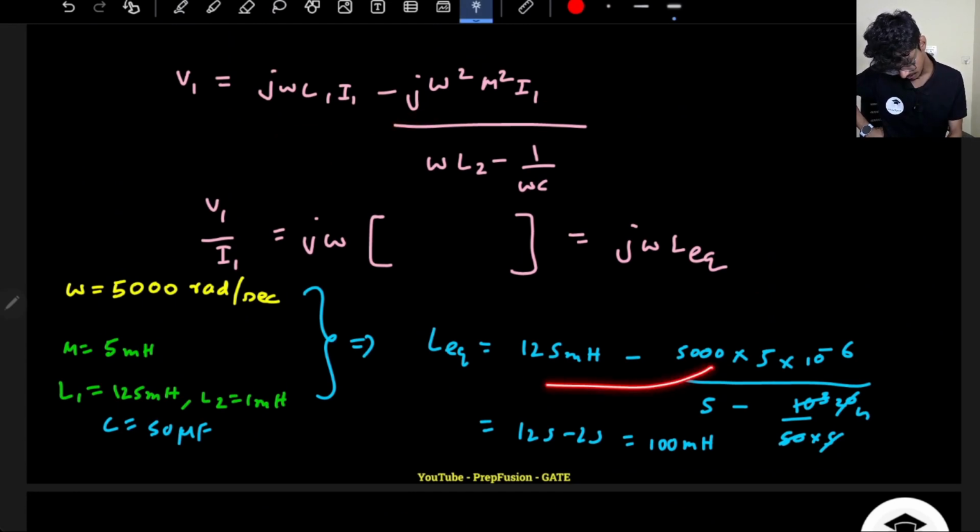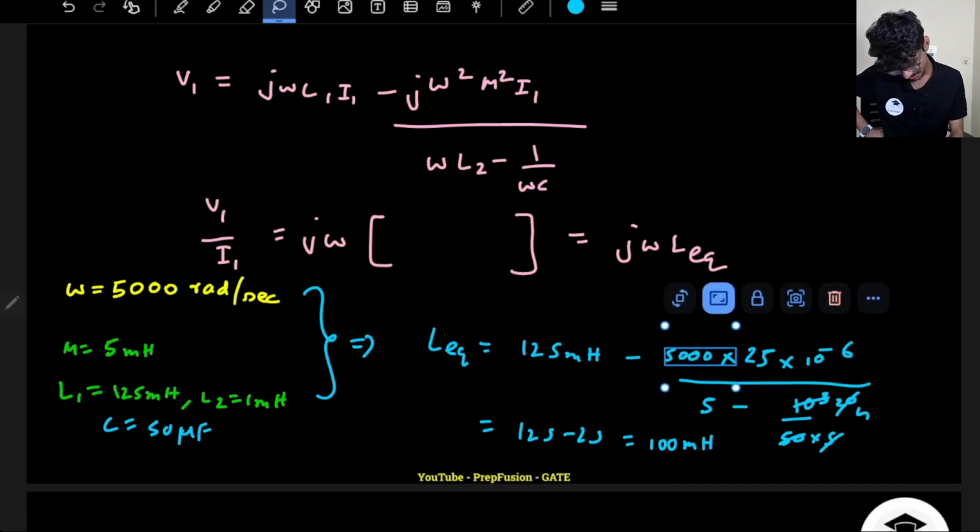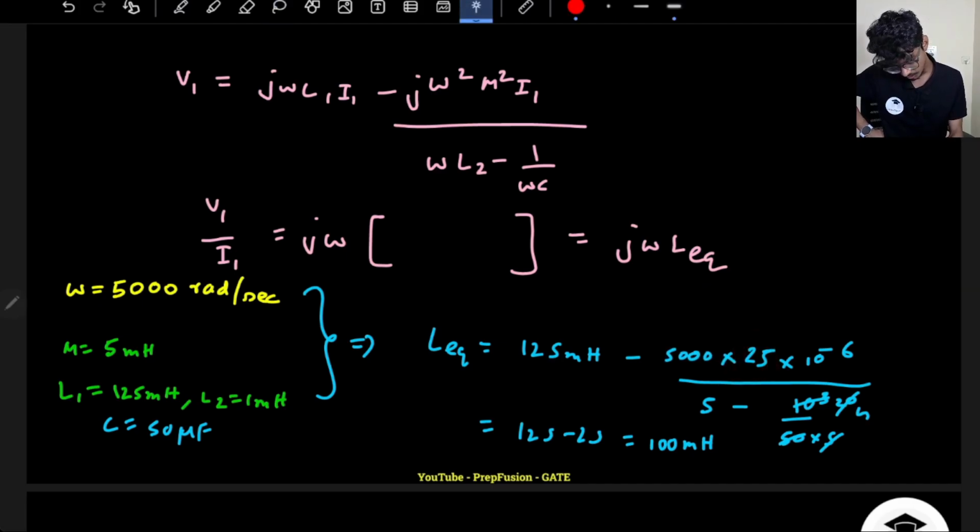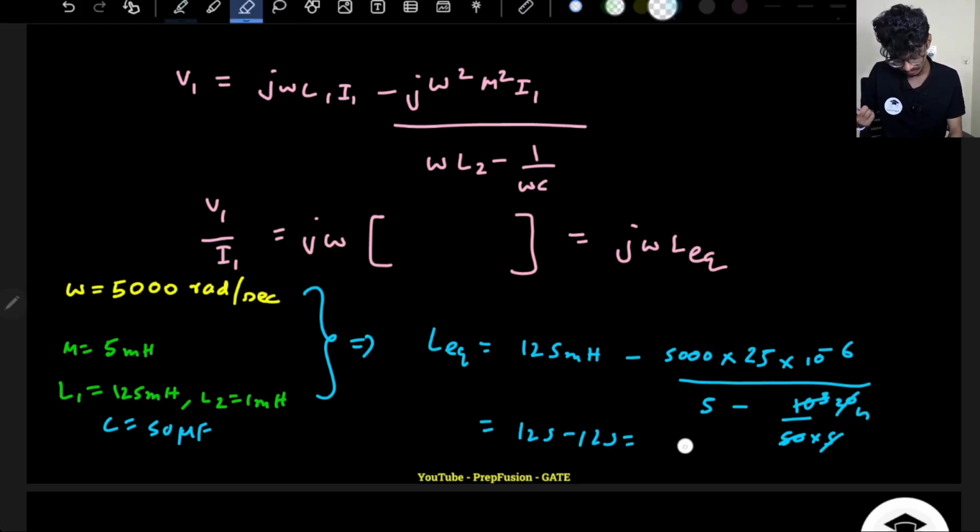So if this omega was taken in common, this will be L1 only, that is 125 milli. This will be omega only, this will be 5 only, and m square will be there. Sorry, this will be m square, right? So here I will have 25. I missed the square, so I'm making this kind of mistake. So 5 into 25 is 125 only. So actually the interesting fact about this transformer is L equivalent is 0.